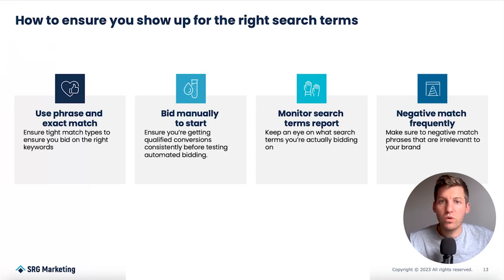And the second part is you want to bid manually to start. Until you get qualified conversions and you're feeding Google the right data to indicate what a good conversion looks like for you, you want to go manual, or else Google is going to optimize for quantity over quality. And what we found is when people turn this on immediately without the right data, they end up showing up for all this random stuff, getting all these leads that are not qualified for their business. And it just leads to a lot of wasted spend.